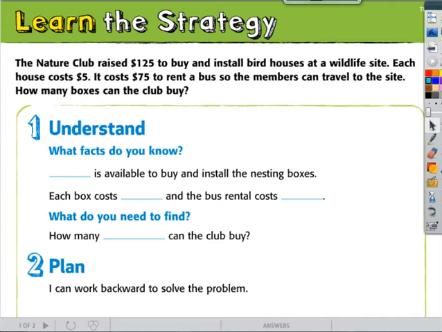It says, the Nature Club raised $125 to buy and install birdhouses at a wildlife site. Each house costs $5. It costs $75 to rent a bus so the members can travel to the site. How many boxes can the club buy?